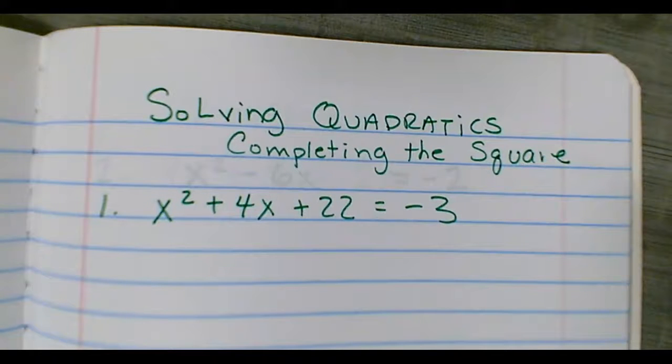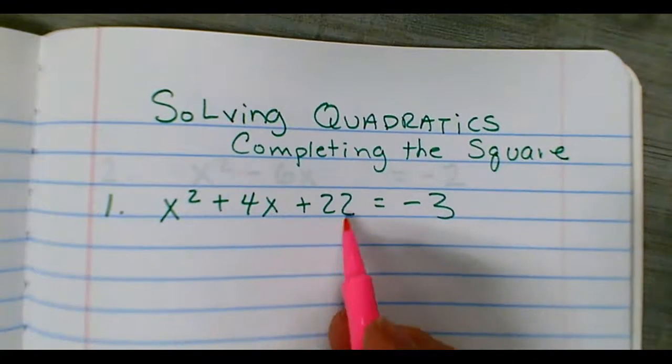We have learned 3 ways to solve a quadratic. You can solve by factoring, you can solve by the quadratic formula, or you can solve by completing the square. We're going to do this one by completing the square. To complete the square, we need the C number on the right-hand side.